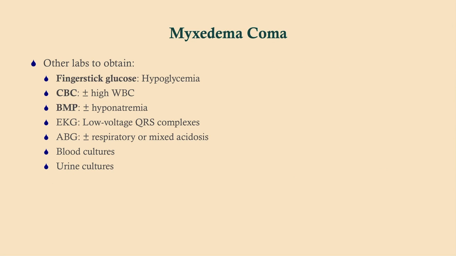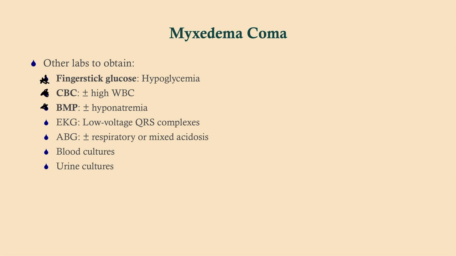Other labs to obtain, I bolded the most important one, finger stick glucose. Hypoglycemia is common in myxedema coma, and it's something that absolutely positively needs to be addressed. So you're going to get that finger stick glucose. It takes 5 seconds. You get it, and then you can administer dextrose if you need to. CBC may or may not show a high white count. That gives you an idea of the precipitating cause if there's an infection.